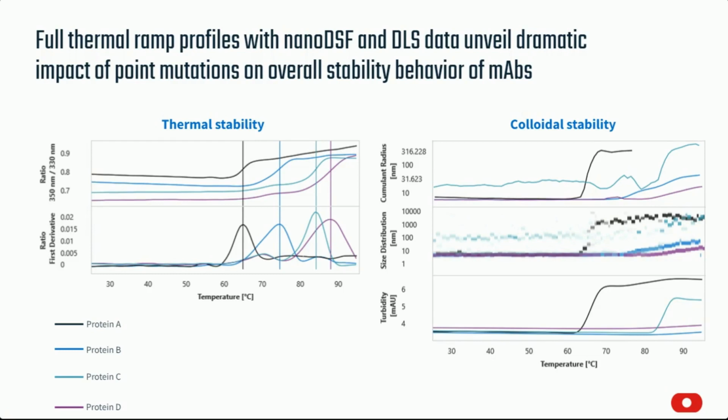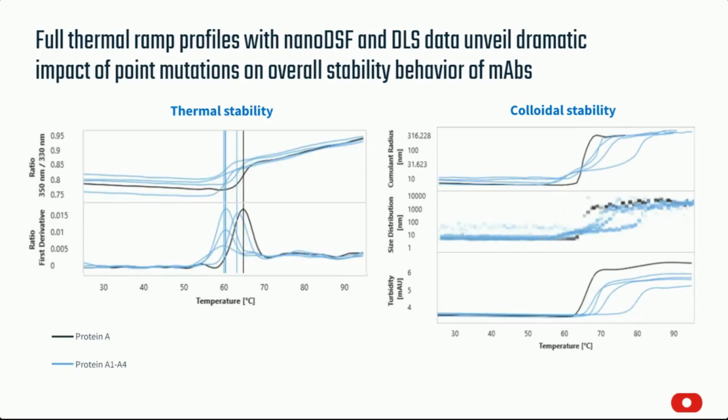I want to take a closer look at protein A, shown here in black, which we see has the lowest TM, indicating that we have some conformational instability, and it also shows a dramatic onset of turbidity and changes in the cumulant radius, indicating that we have some colloidal instability as well.